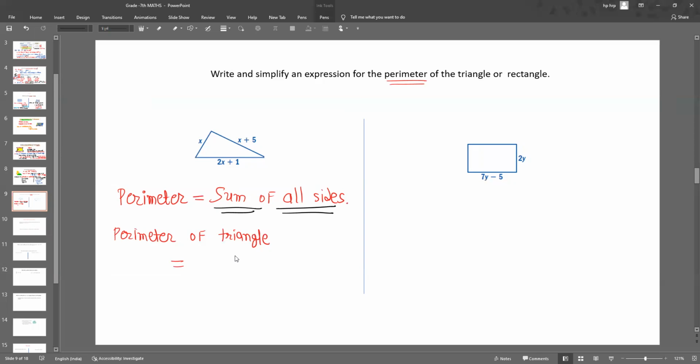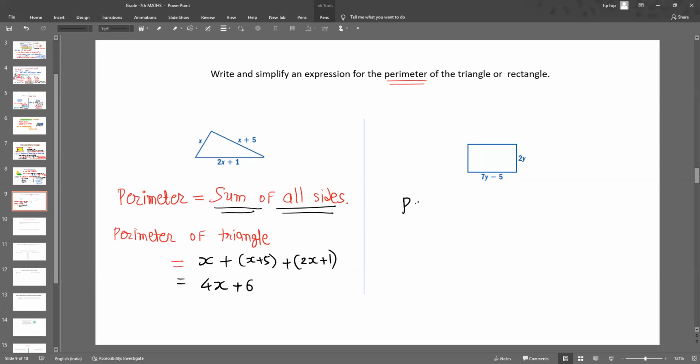Yes. So here you can see what we get. According to this question, we have side x, another is x plus 5, and the third side is 2x plus 1. If we add, x plus x plus 2x, that is 4x, and the numbers can be added. So 5 plus 1, that is 6.